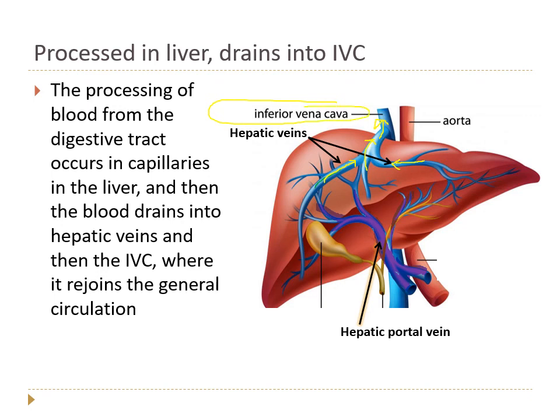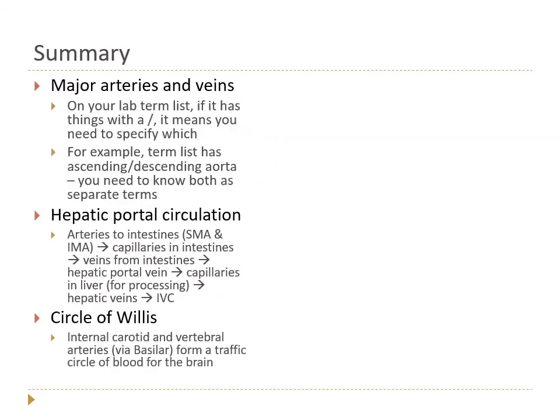So we had the blood from the capillaries of the intestines drained through the splenic vein, the superior mesenteric vein, the inferior mesenteric vein, into the hepatic portal vein, which then took it out into capillaries, and then it goes into the hepatic veins to get into the inferior vena cava.